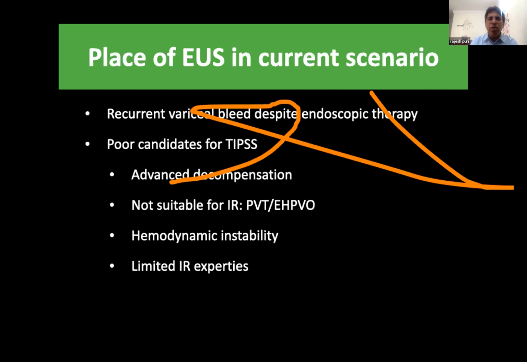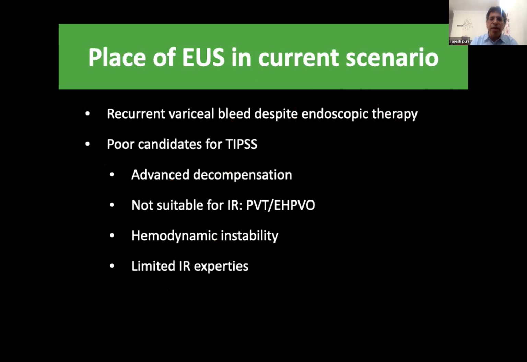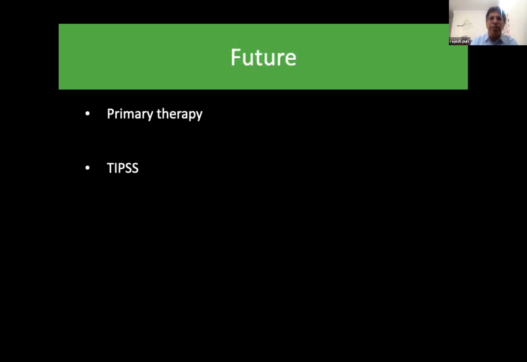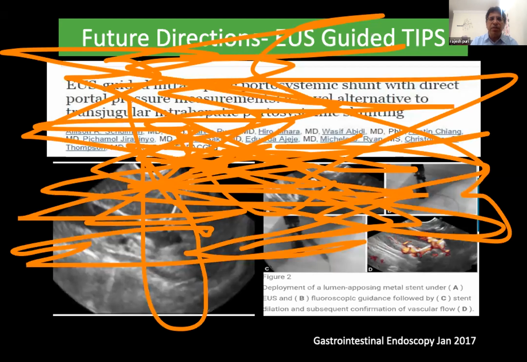In the current scenario, my feeling is the place of EUS is recurrent variceal bleed despite endotherapy failure, poor candidates for TIPS, especially Child C cirrhosis, advanced decompensation, patients not suitable for interventional radiology because of portal vein thrombosis or ESPVO, hemodynamically unstable patients, and limited IR expertise. In future, it may be used as a primary therapy of the fundal varices, TIPS.